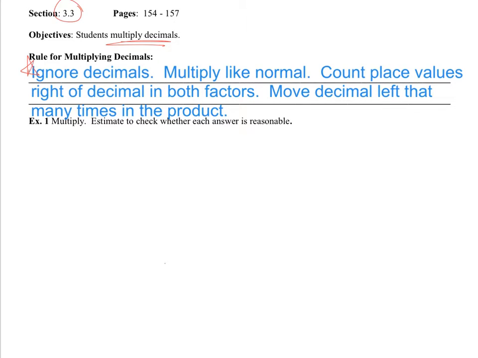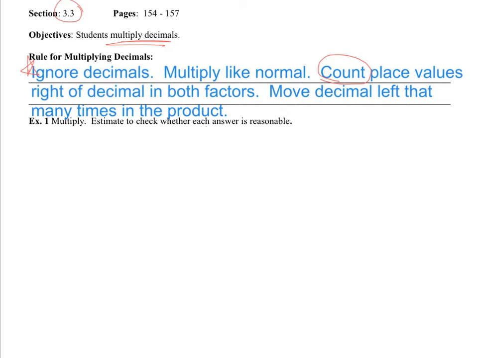I like to say that we're ignoring the decimals to begin with because I do not need to line up my decimals. I'm just going to have all these zeros that I don't need. Next, we're going to multiply like normal. Then we are going to count the place values that are behind the decimal in both of our factors, and then we're going to move the decimal that many times in our product. A lot of math words in that definition, so let's see what that's going to look like.